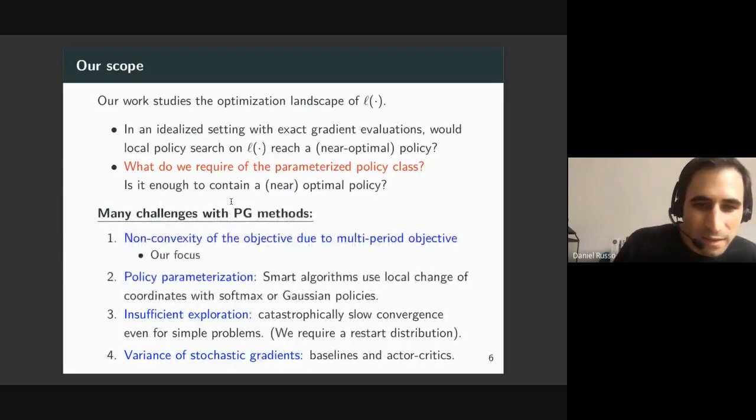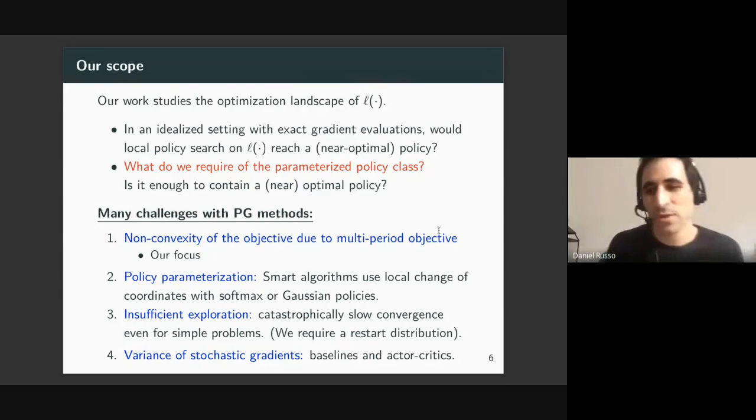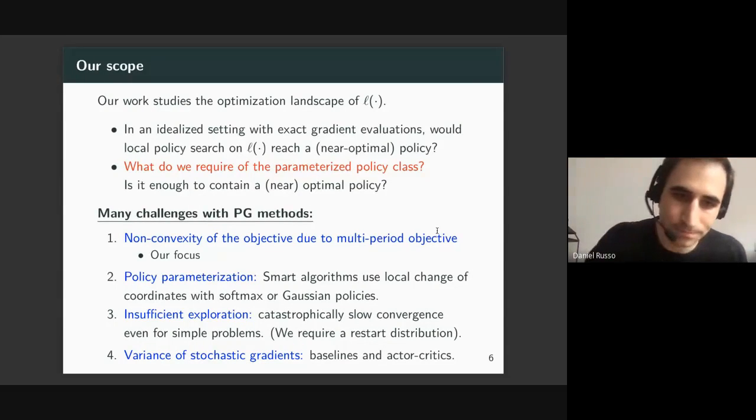Just to make clear, this scope is broad enough to be interesting, but it's certainly not touching on all potential challenges that policy gradient methods face. Really our focus here is on non-convexity of this objective function that comes out due to the multi-period nature of the objective. Now, let me highlight that that's not non-convexity that comes from the parameterization of your neural network. It's something more inherent about the multi-period nature of the problem.